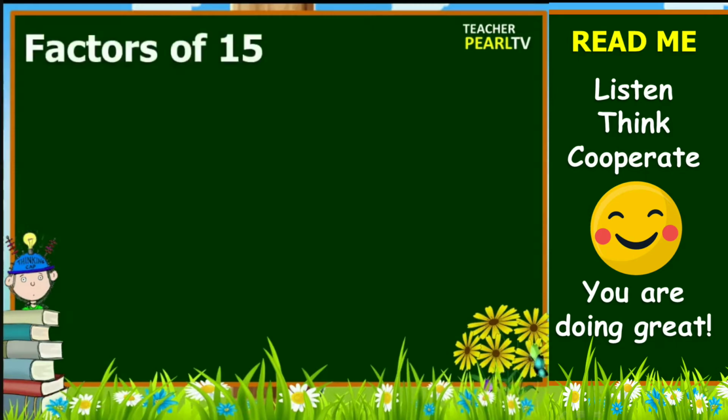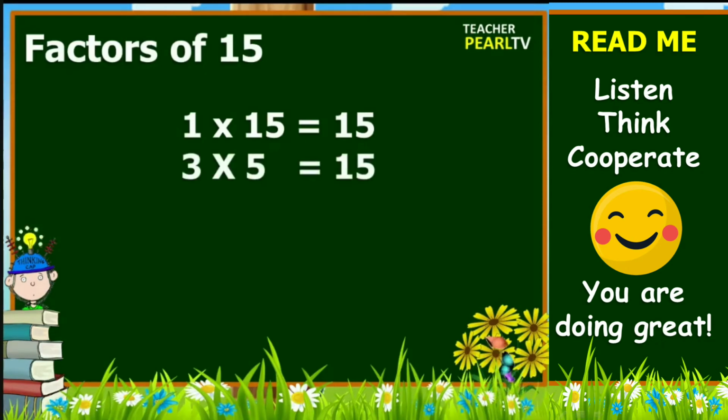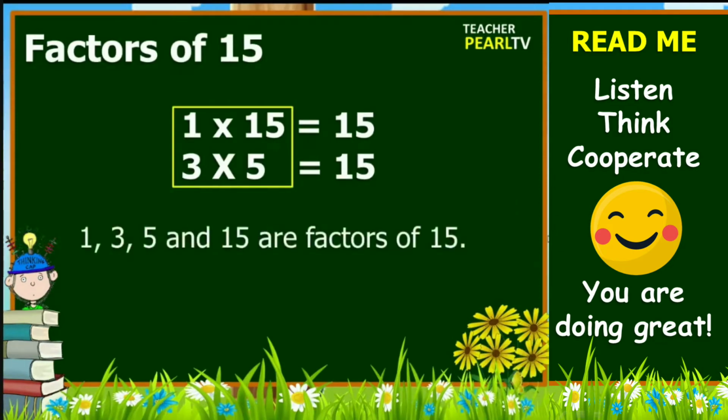Next example. Let us get now the factors of 15. That is, 1 times 15 equals 15. 3 times 5 equals 15. Are there some more sentences for this number? There is none. This means that 1, 3, 5, and 15 are factors of 15.